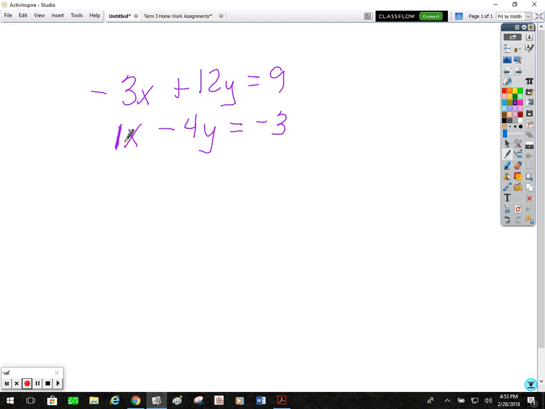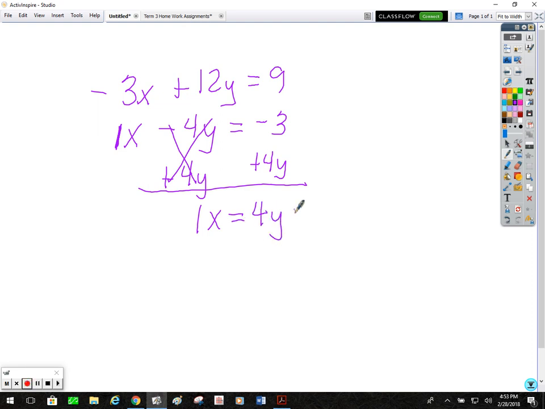So since this was on the bottom, I don't have to write it again. I'm going to get rid of this 4y. Not really get rid of it, I'm going to move it to the other side of the equation. And remember, when I move it to the other side, I want these two signs to be opposite where I can cross them out. I want them to be 0. Okay, so I have 1x is equal to 4y minus 3.